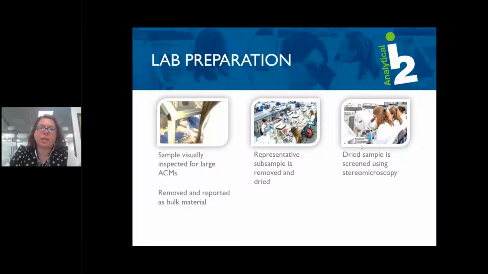What we then do is we take a representative subsample, somewhere around 100, 200 grams, depending on the laboratory you're using. And then we take that subsample, we dry it, and then we look at that underneath a stereo microscope to look for smaller pieces of ACM, small fibre bundles, things that you wouldn't normally be able to see with the naked eye.